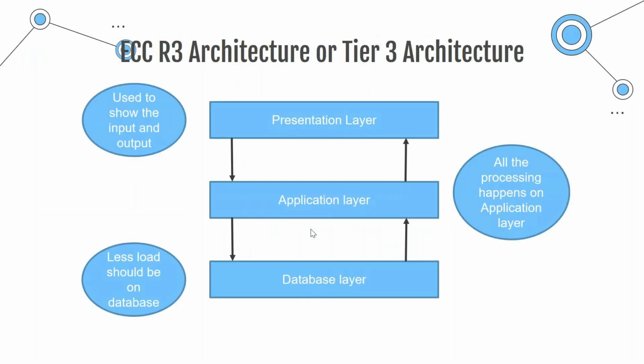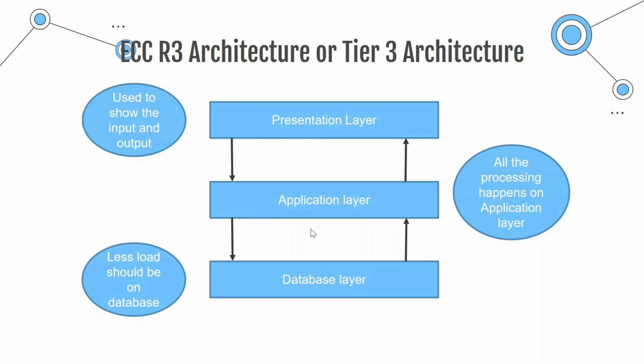Then the ERP architecture or the R3 architecture. In the R3 architecture or the three-tier architecture, basically we'll have three layers. First is called the presentation layer. Second is the application layer. Third is the database layer. So in an ECC or HANA system, the number of layers remains the same, and the names of these layers are also the same.